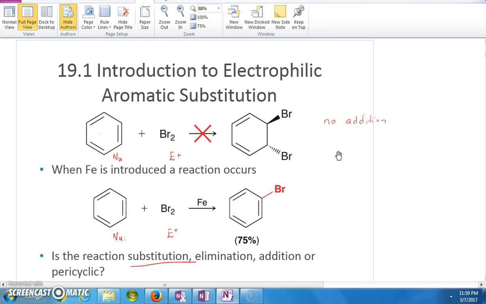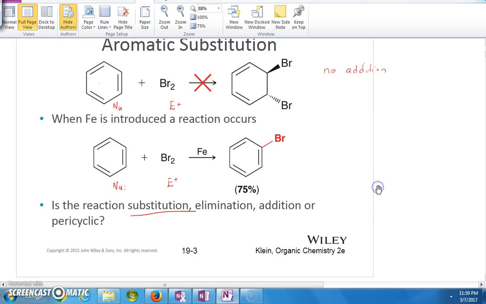We have seen that aromaticity imparts significant stability to the molecule. So is a reaction a substitution, elimination, addition, or pericyclic? Of course, we know that this is a substitution reaction, whereby the benzene is the nucleophile while the bromine is the electrophile.